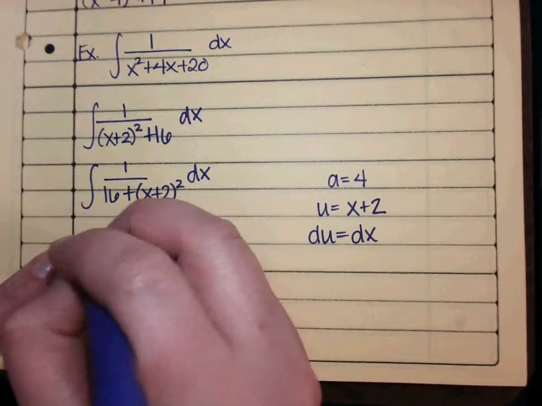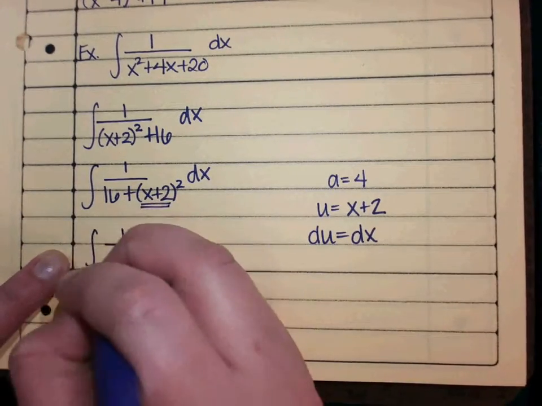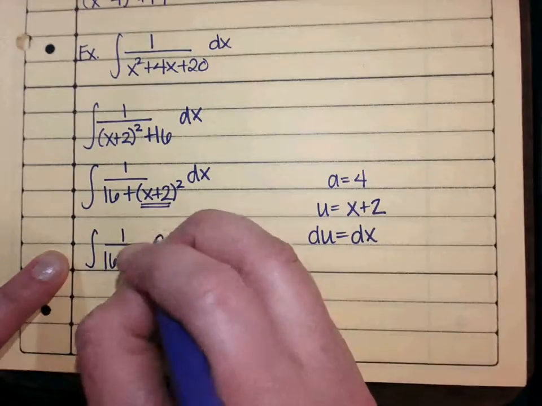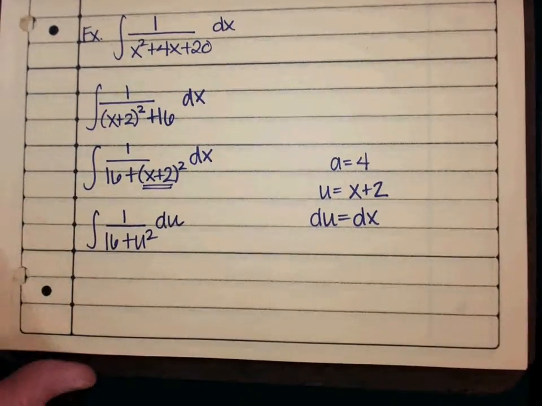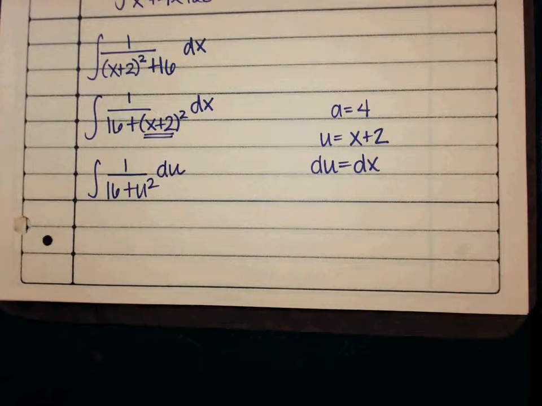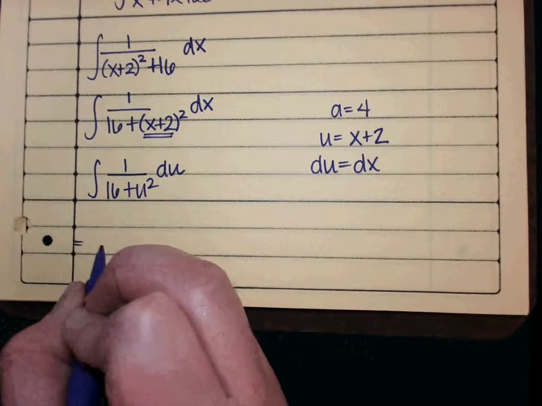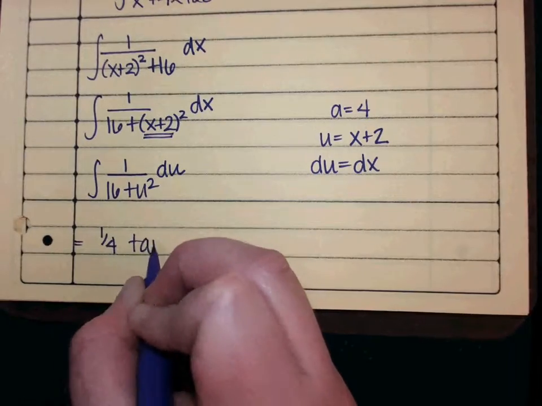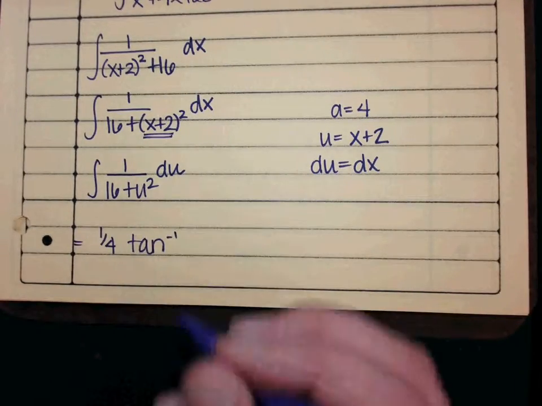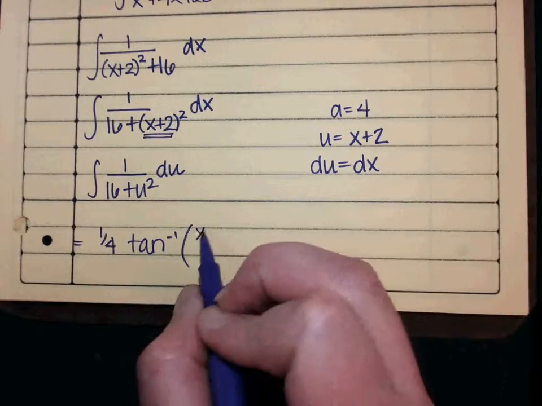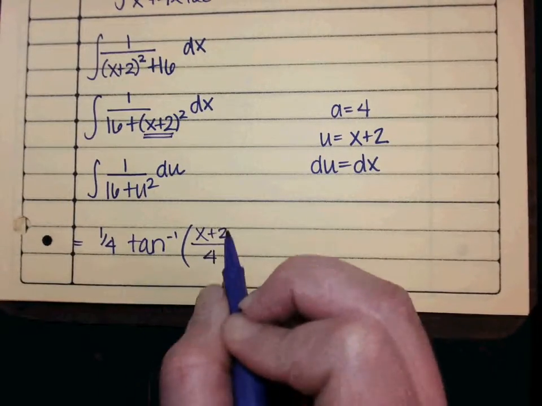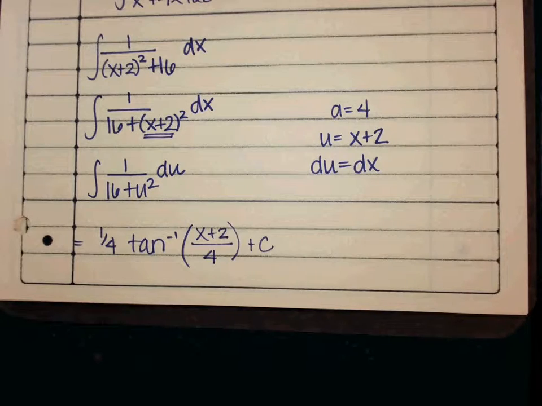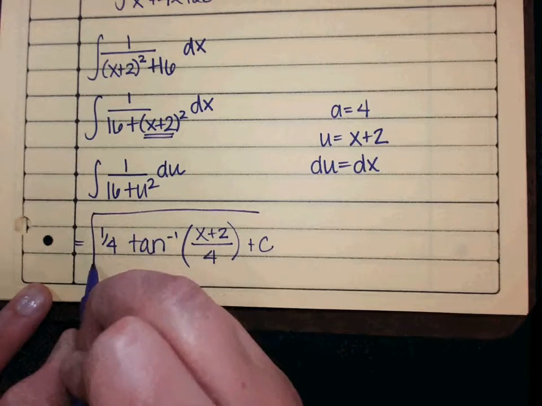Okay, so let's rewrite. This would be the integral of 1 over 16 plus u squared du. And then remember, we have a formula for that. But remember, inverse tan has that 1 over a in the front, so don't forget about that. So what's my 1 over a chunk going to be? 1/4 inverse tan. u over a, what's u over a? x plus 2 over 4, plus C. Got it? Great.